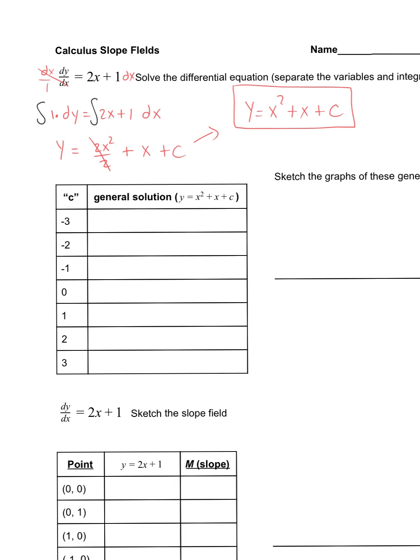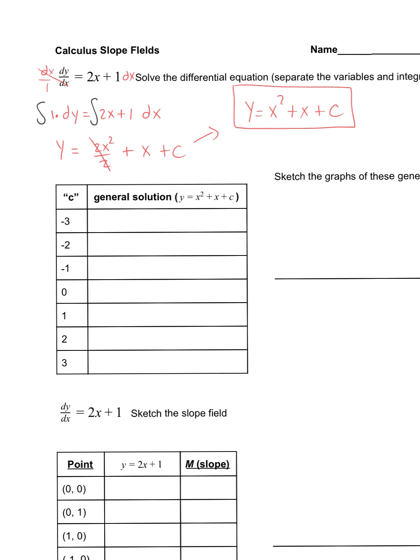But before we can do slope fields, we're going to take our solution, which I put right here. We are going to plug in a bunch of different values for c, because c can represent everything. So when we do that, it looks like this.